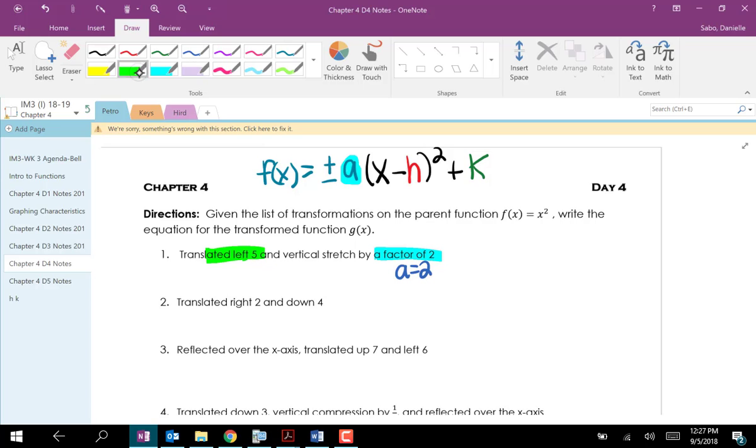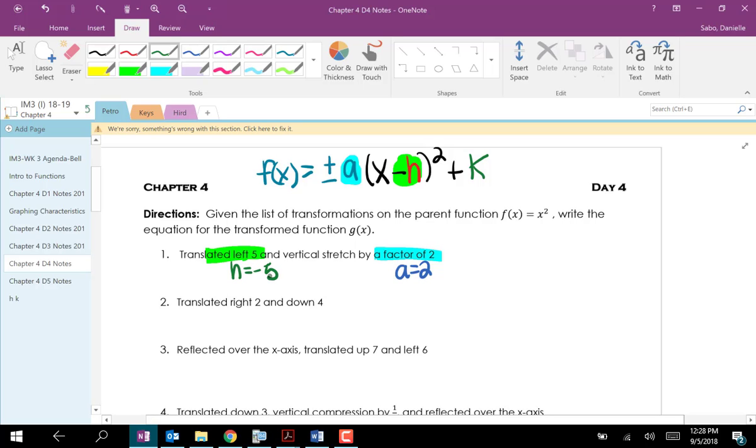Left 5. If I'm moving left or right, am I going to be the a value, the h value, or the k value? Very good, the h. So I'm going to use this green to represent the h. So I have h equals, and now here's a good question. If I'm on the coordinate plane and I move to the left, am I going to the positive or the negative numbers? Negative numbers. So my h value is -5.